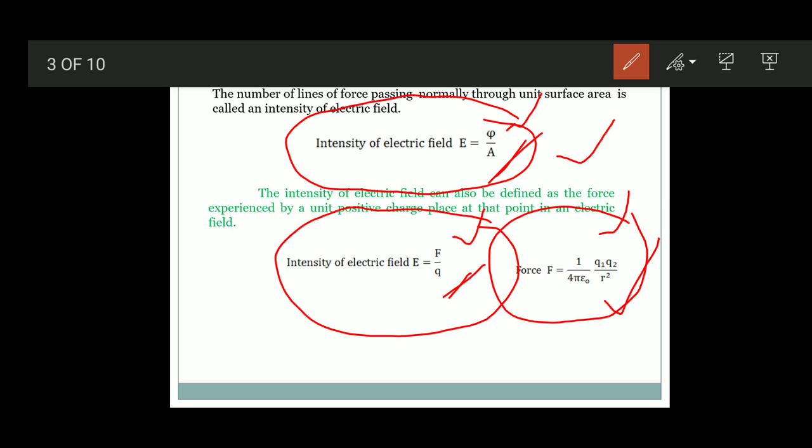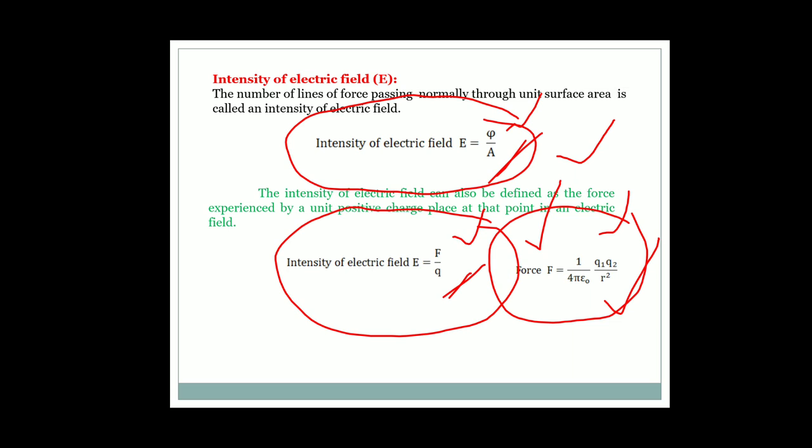According to Coulomb's inverse square law, the force of attraction or repulsion between two point charges is F equal to 1 by 4 pi epsilon naught into Q1 Q2 by R square. Now the intensity of electric field E is equal to F by charge Q, that is 1 by 4 pi epsilon naught into Q1 Q2 by R square by Q. When the charge Q cancels, the intensity of electric field E can be written as 1 by 4 pi epsilon naught into Q by R square. These are the main formulas for intensity of electric field.